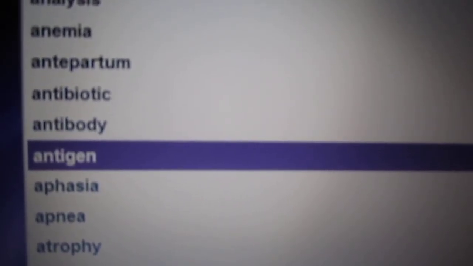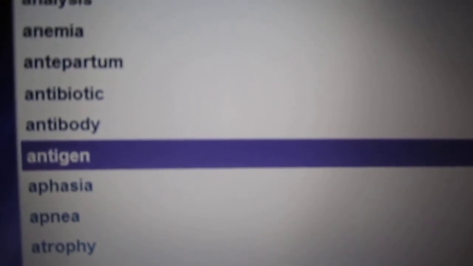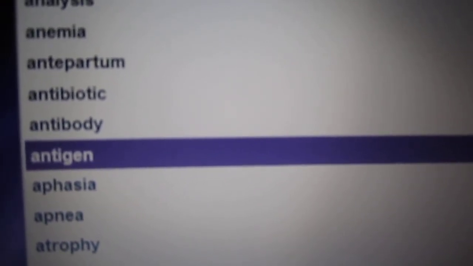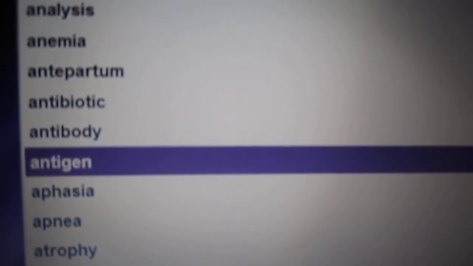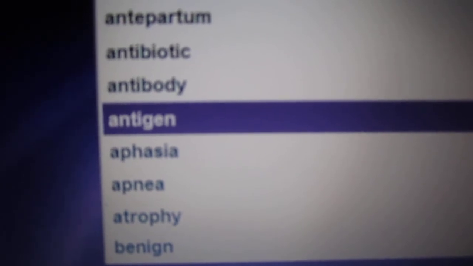Antigen. In this term, anti stands for antibody, and gen means a substance that produces. When antigens, such as viruses, enter the body, they stimulate antibody production. The antibody then goes on to destroy the antigen that stimulated its production.